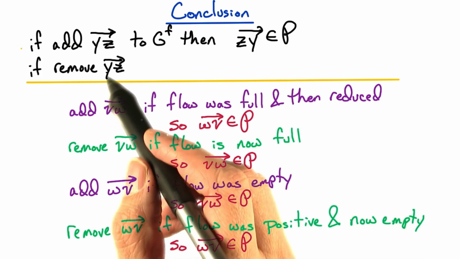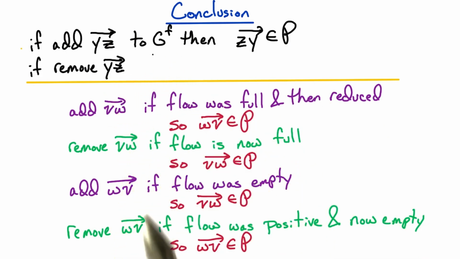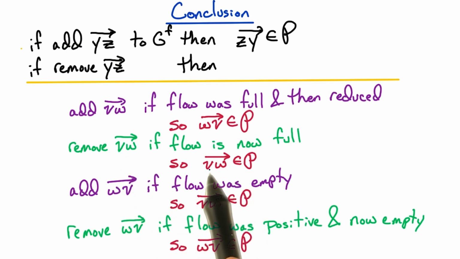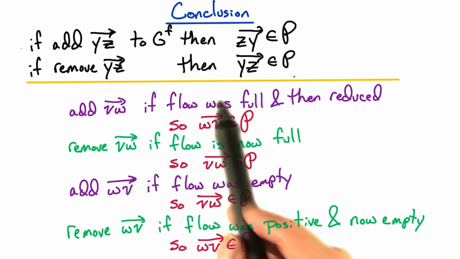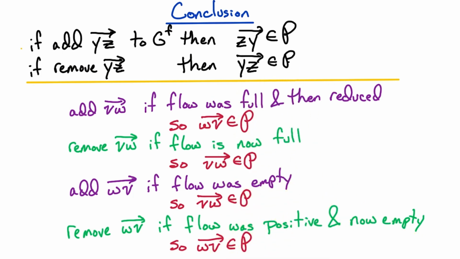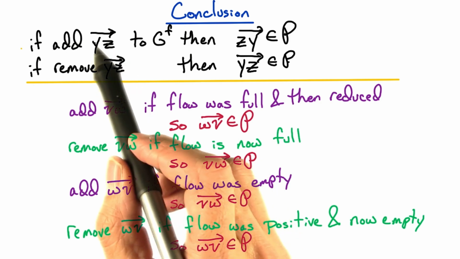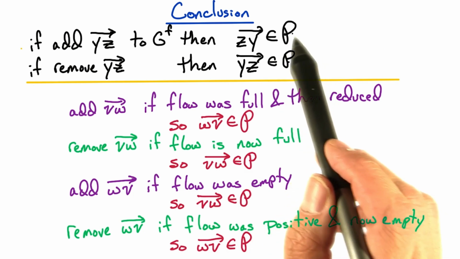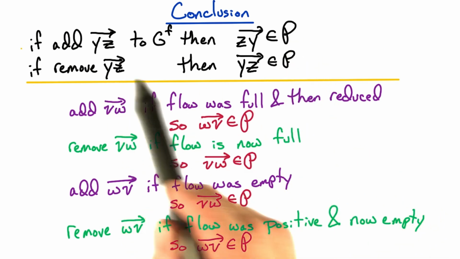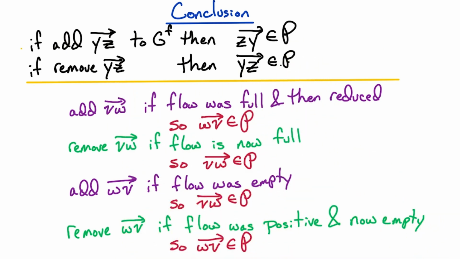Similarly, if we remove the edge from Y to Z from the residual graph, then what can we conclude in this case? Well, when we remove, then we notice that the edge itself is on the augmenting path. So in this case, we know that the edge from Y to Z is on the augmenting path. So if we add an edge Y to Z to the residual graph, then the opposite direction edge is on the augmenting path. If we remove an edge, then the edge itself is on the augmenting path.